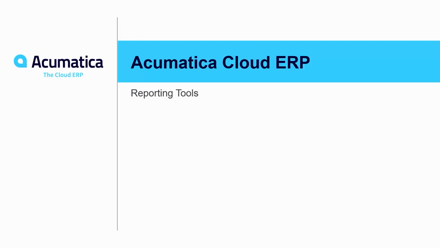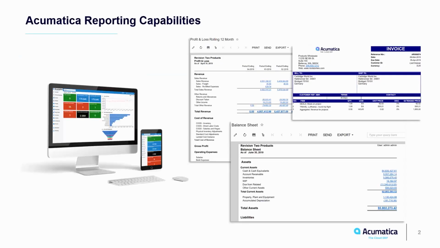Reporting Tools. Acumatica provides reporting tools to deliver tailored business intelligence views to users in your organization. Using Acumatica's reporting tools, you can modify existing Acumatica reports and develop new ones. These can be delivered online, converted to PDF or Excel, and delivered via email.